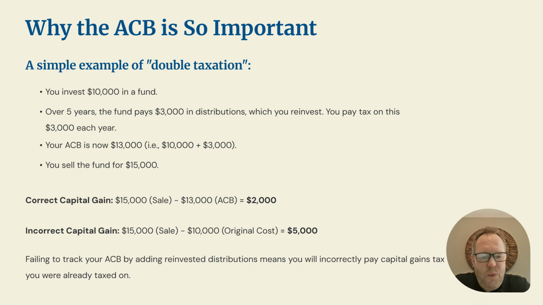The incorrect way some might think of this is that you sold it for 15, but you only put in 10,000, so your capital gain would be $5,000. That is incorrect because you're failing to track your adjusted cost base by adding the reinvested distributions, which means you could incorrectly pay capital gains tax on amounts you've already paid tax on.